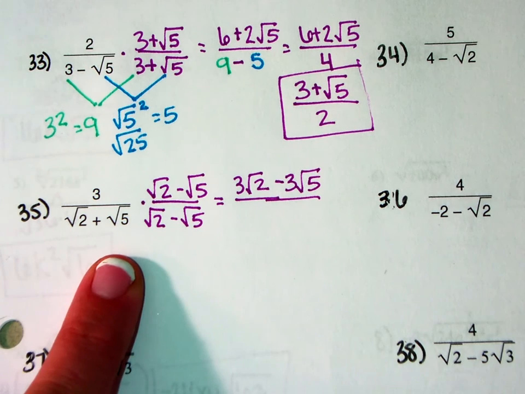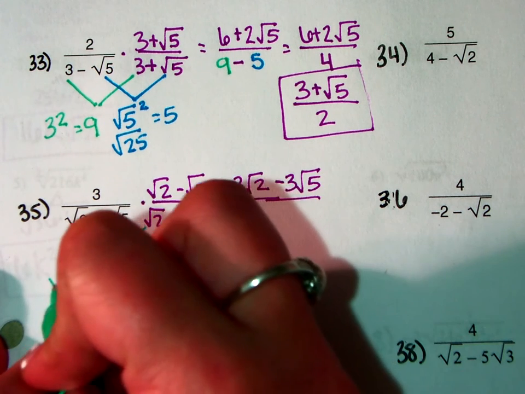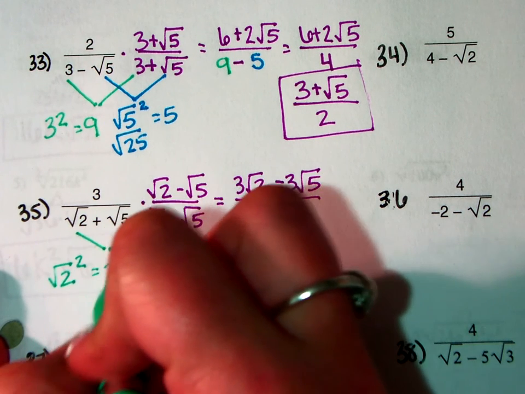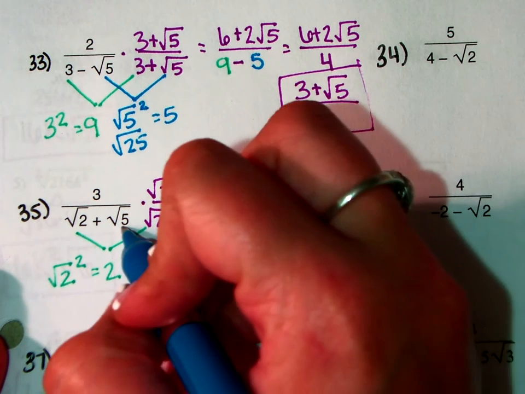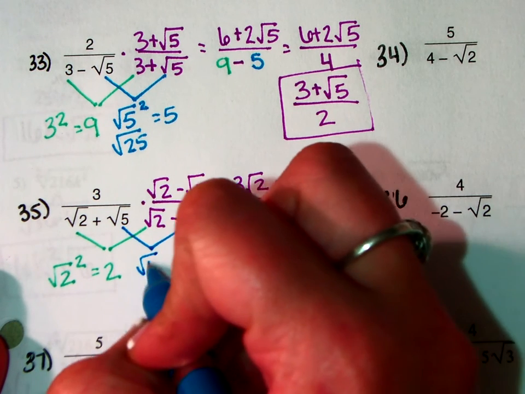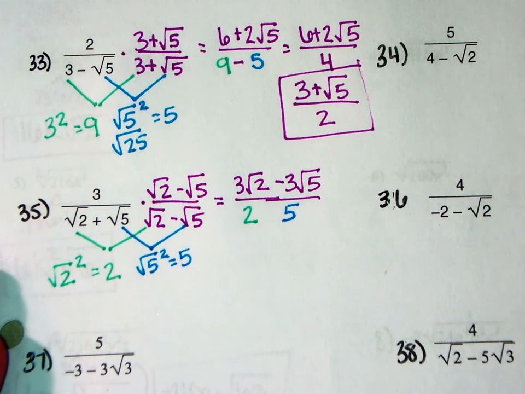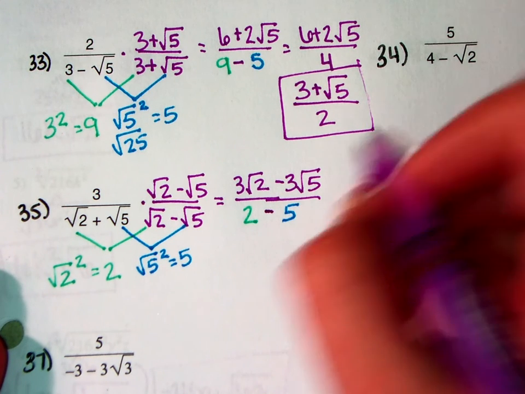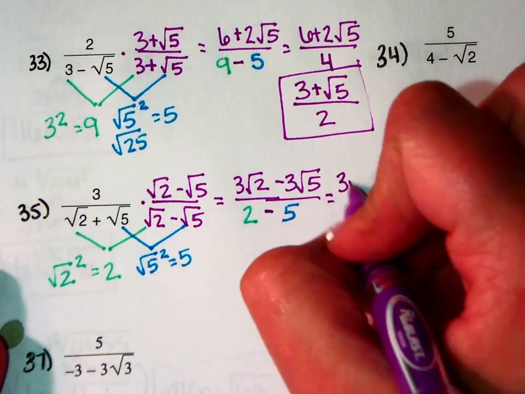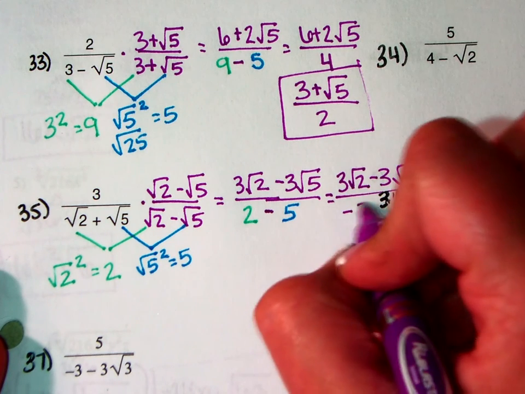Then underneath, it gets a little tricky, just like before. Square root of 2 times square root of 2 is the square root of 2 squared, which is 2. So that number goes here. Square root of 5 times square root of 5 is the square root of 5 squared, which is 5. In the middle is always minus. Now I'll simplify. I get 3 square roots of 2 minus 3 square roots of 5 all over negative 3.